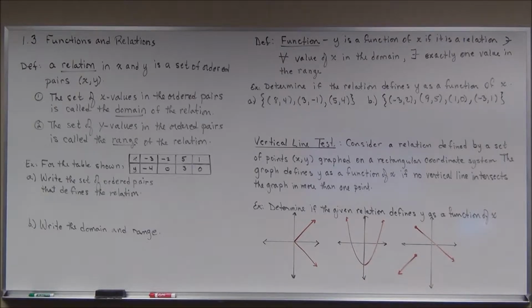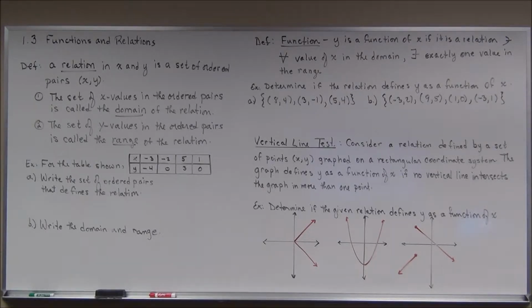A relation in x and y is just any set of ordered pairs (x, y). It can have a single ordered pair, it can have infinitely many ordered pairs. If you take all of the x values of the ordered pairs, you get what we call the domain of the relation. And if you take the set of y values of all the ordered pairs that are in the relation, you get the range of the relation. Two very key ideas, domain and range.